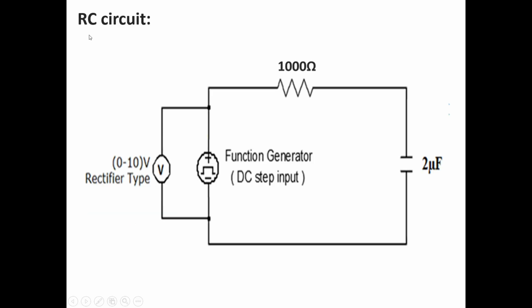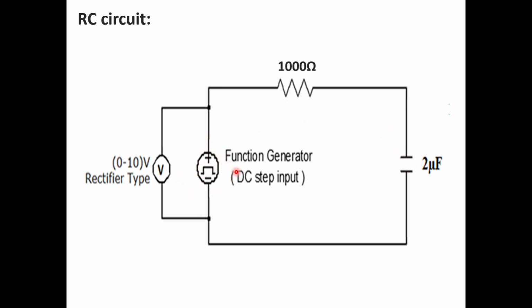Next, the circuit diagram for the RC circuit, where the R value is 1000 ohms and the C value is 2 microfarad. Resistance value is 1000 ohms and capacitance value is 2 microfarad. They are connected in series and connected across a function generator.